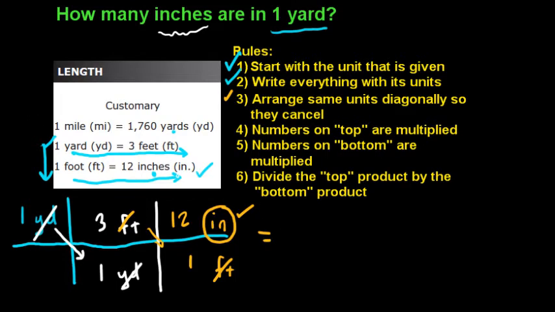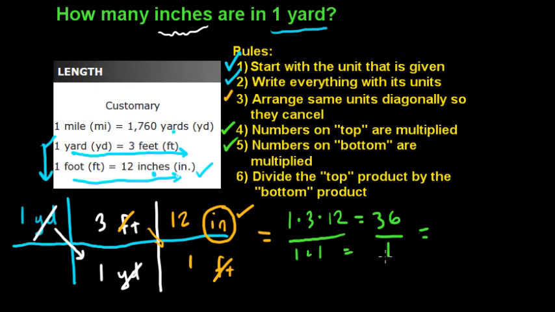Let's do this in a new color. 1 times 3 times 12 equals 36. Step 5 says the numbers on the bottom are multiplied. So 1 times 1 equals 1. Now all we have to do is divide the top product by the bottom product: 36 divided by 1 gives us 36. And we cannot forget our units. Never forget your units. Our units are inches. Always include your units.